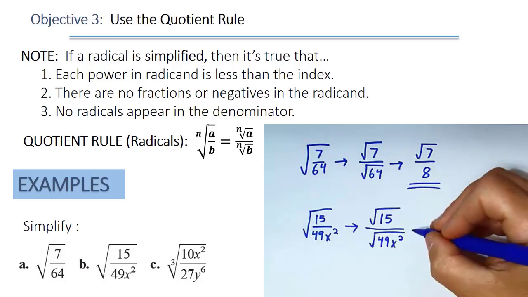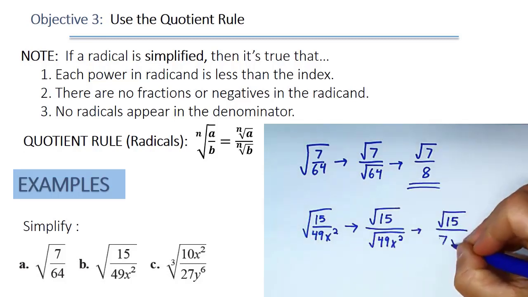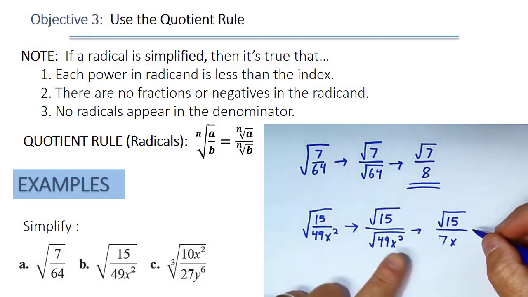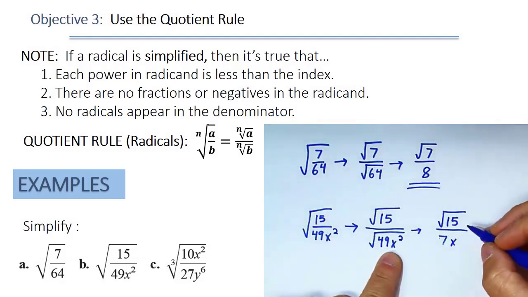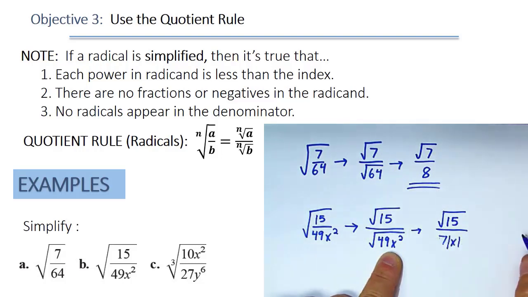But we know what the square root of 49x squared is. This becomes the square root of 15 over 7x. Or since we don't know that x is a positive real number, we would say 7 times the absolute value of x. I want you to take just a minute and do c. Simplify c there.